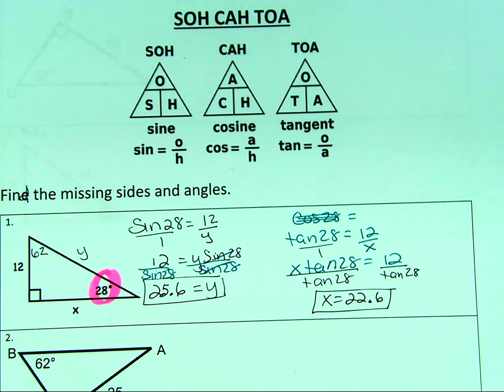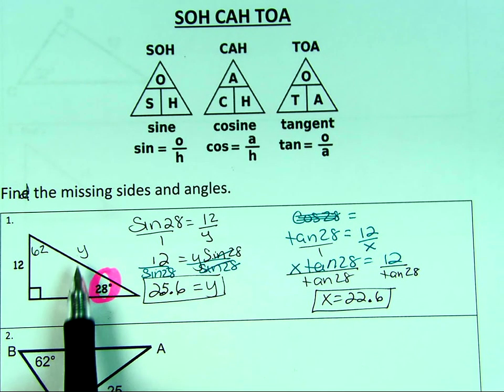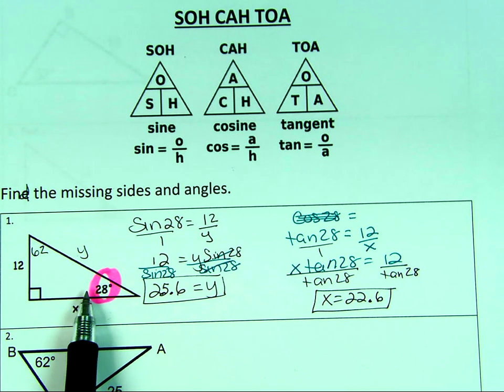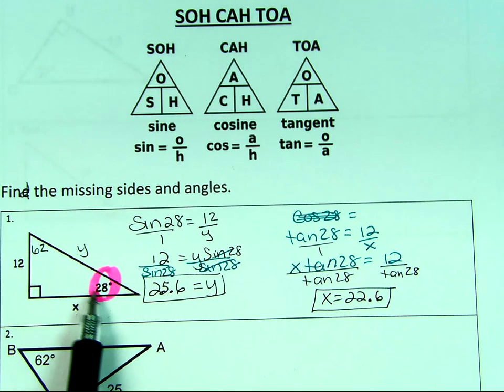So one of the things I ask myself is, did I get the longest part to be Y? And is the shortest side opposite the smallest angle? 12 is definitely smaller than the 22 that I found, and 62 is bigger than 28. So that makes sense. I just like it to make sense because if it doesn't, I know I did something wrong. So I just double check that when I'm done because I make mistakes.